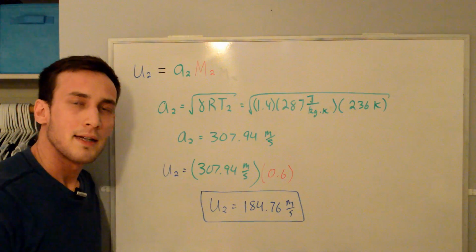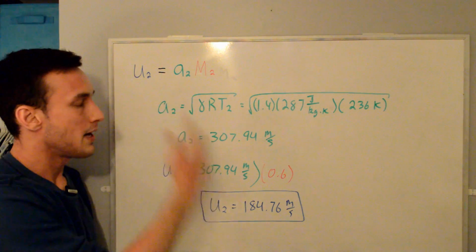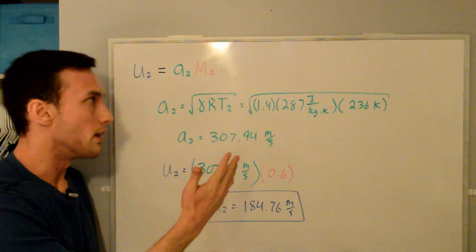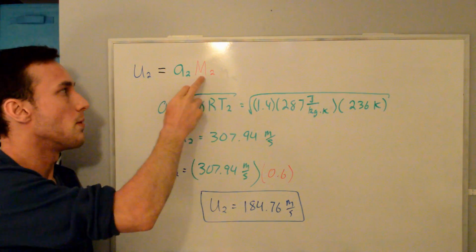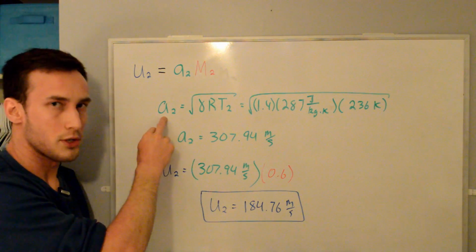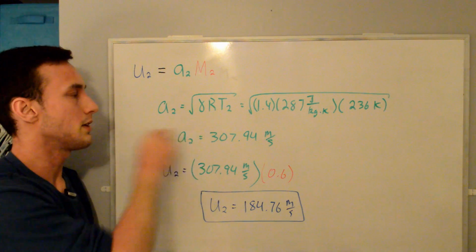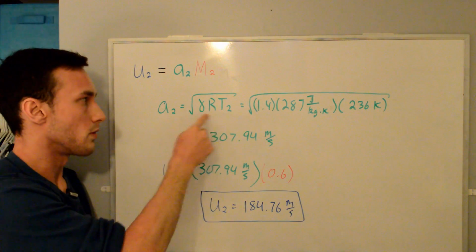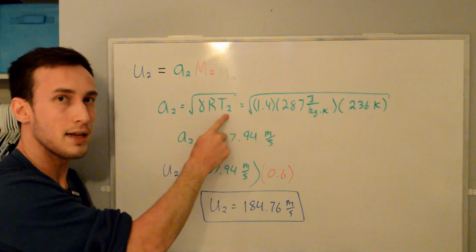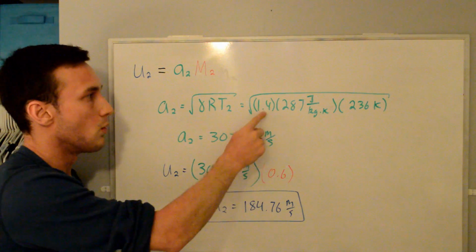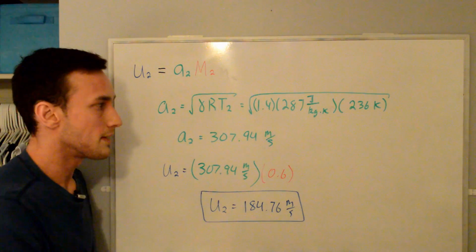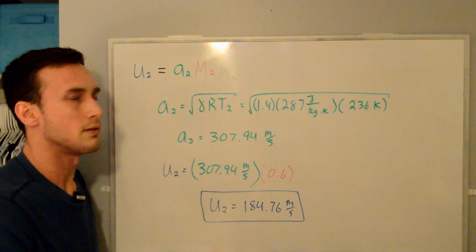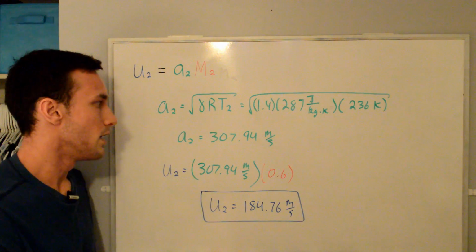Now that we have the static temperature, we can solve for the velocity at the exit of the diffuser or the fan. Same as before, U2 is equal to A2 times M2, speed of sound at 2 times Mach number at 2. We can solve for the speed of sound for an ideal gas using this equation again: square root of gamma R T2, now static temperature, not stagnation temperature, 1.4 times 287 joules per kilogram Kelvin times 236 Kelvin. Take the square root and we get 307.94 meters per second.